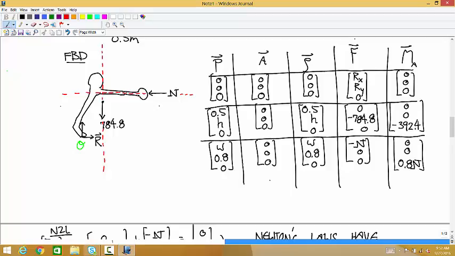Yeah, it's a property of the cross product. So basically, the cross product only cares about the perpendicular distance, the perpendicular length of that row vector to the line of action of the force. That's all that the cross product cares about. And so everything else is just extra.